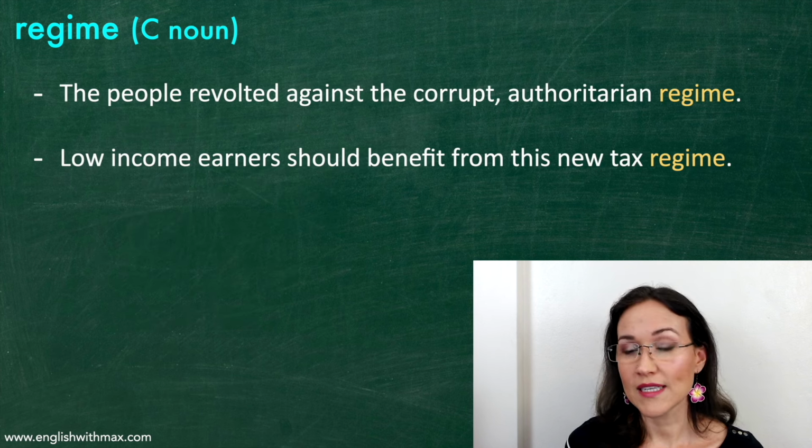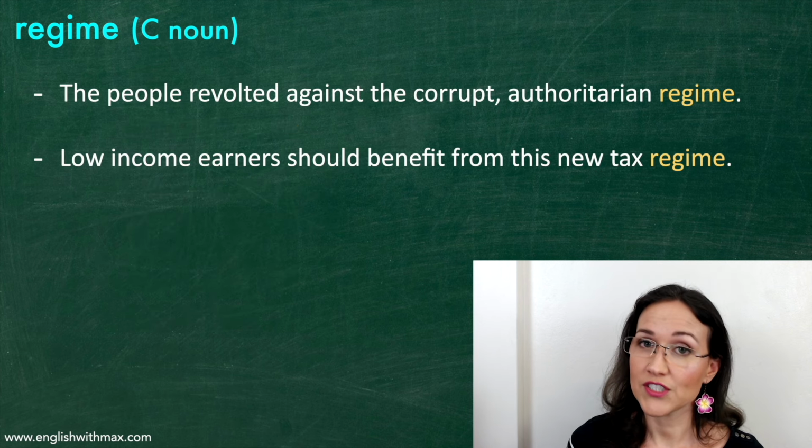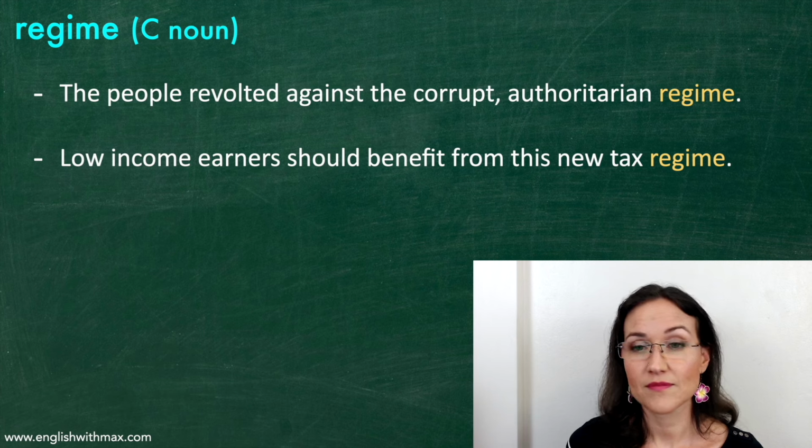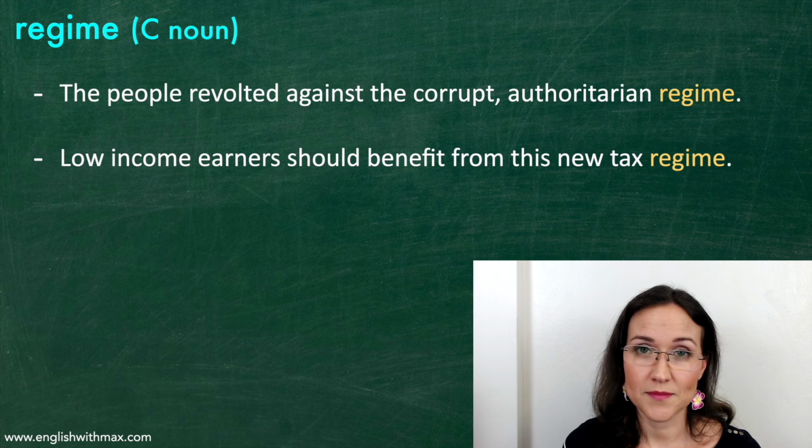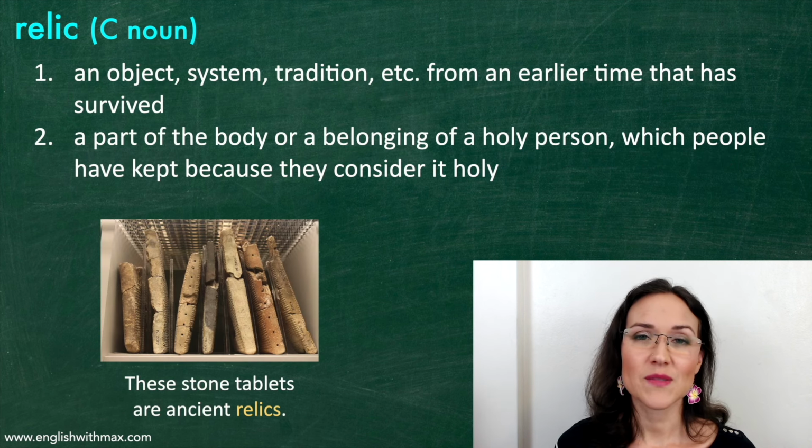The people revolted against the corrupt, authoritarian regime. Low-income earners should benefit from this new tax regime. Next we have relic.